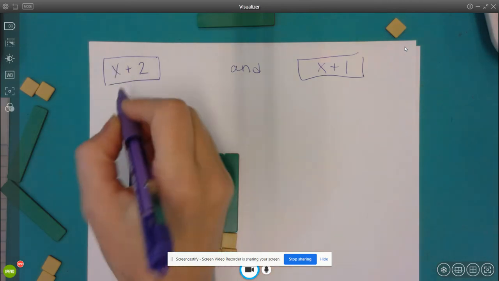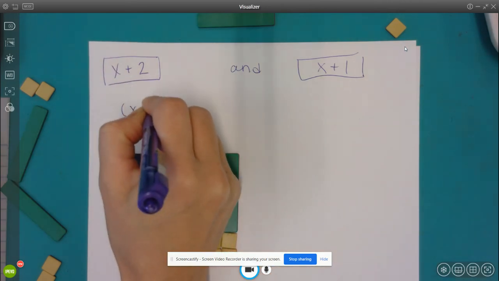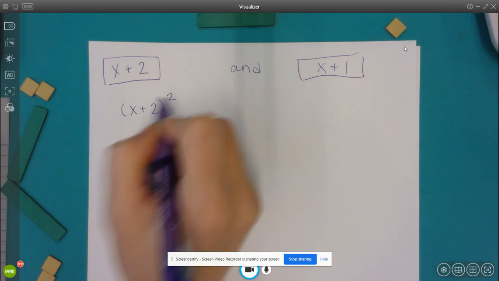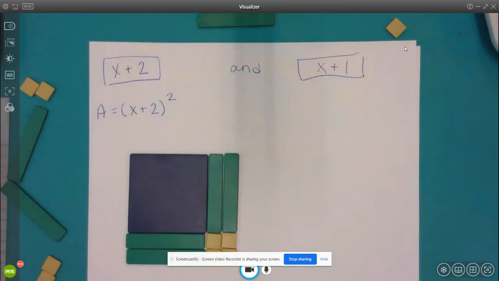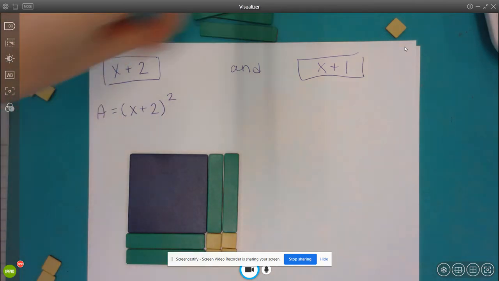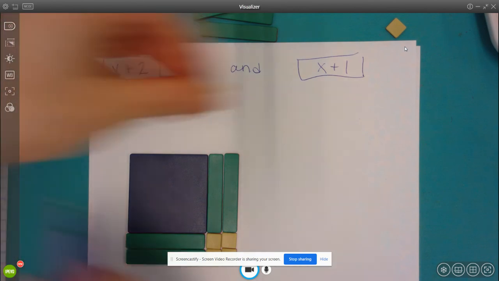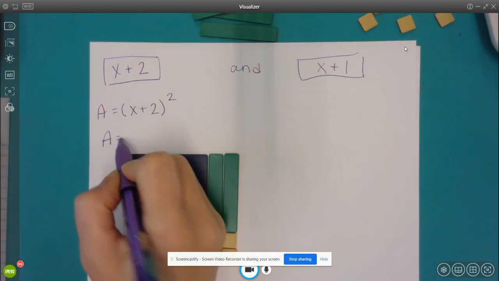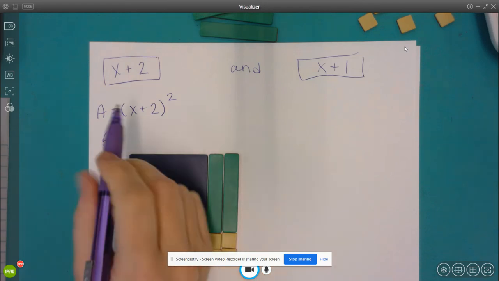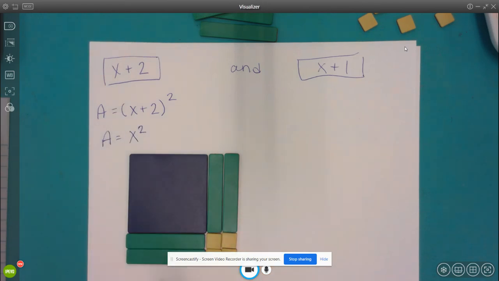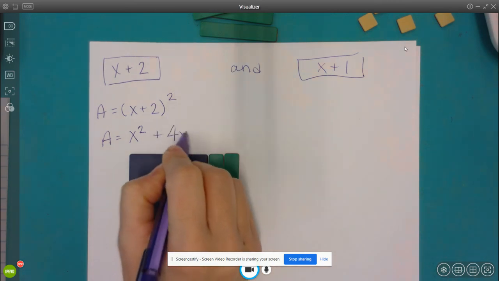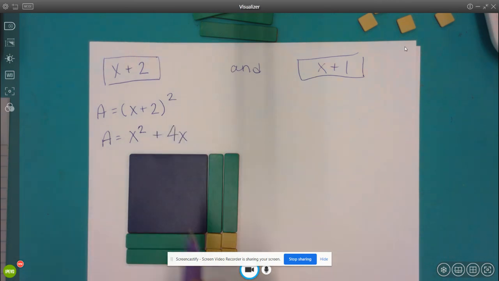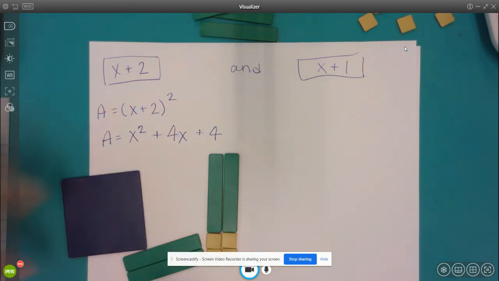So one of my expressions is x plus 2, the quantity squared, because that was our side lengths. And our other one is, now I'm going to add up what's inside here. Well, I have an x squared. I have 2x and 2x, which would make 4x. And then 4 singles, which would make 4. So those are my two equivalent expressions.